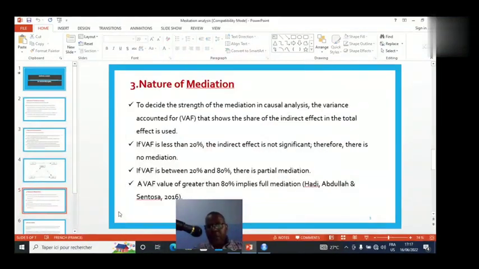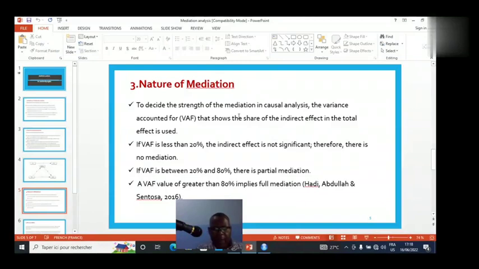When you use, for instance, the mediation package, you will not find all those coefficients. It will not be the same as using the PROCESS R package. There is another way of finding whether the mediation is partial or full mediation or low mediation or indirect impact. In causal mediation analysis, the variance accounted for, which shows the share of the indirect effect in the total effect, is used.